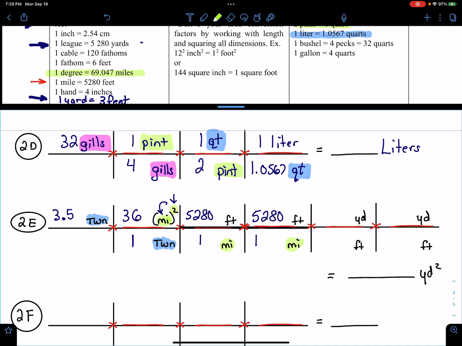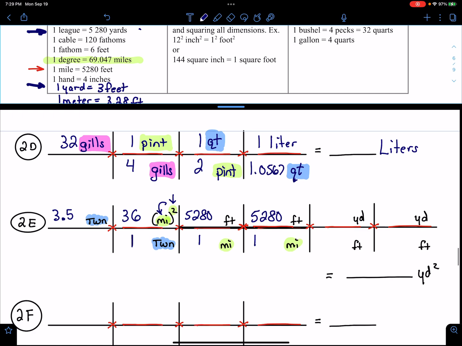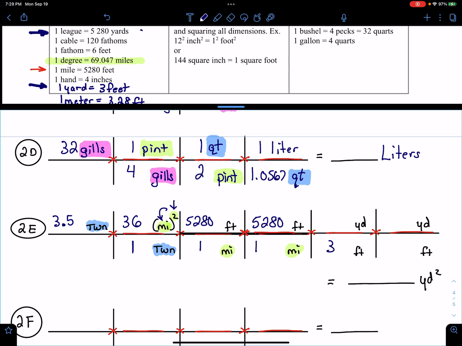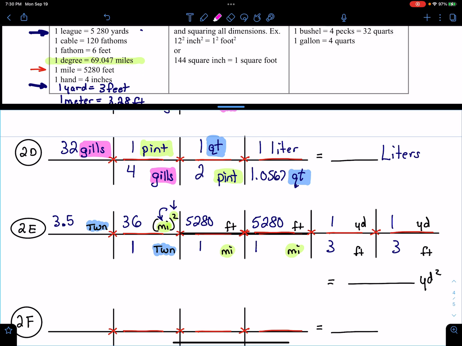So if we're going to go from our square feet to yards, we need to come over to our list, and I've got that right here at the bottom. 3 feet is equal to 1 yard, so we'll put that in. You have 3 feet, 1 yard, 3 feet, 1 yard. Why did I put down feet twice? You've got 2 feet, don't you? No, it's because of this. You've got foot, foot. You've got foot, foot.